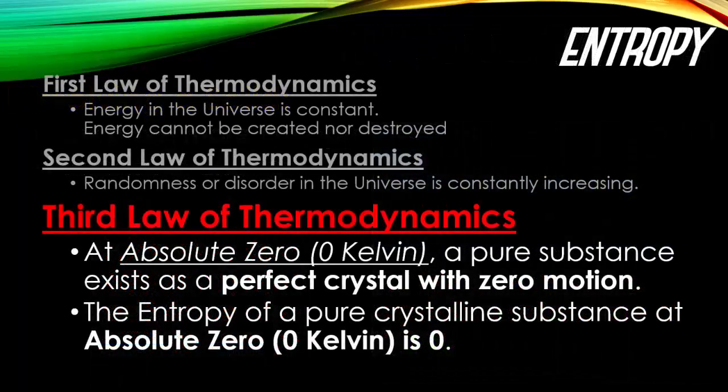The last law of thermodynamics states that at absolute zero, which is 0 Kelvin, the coldest possible temperature, any pure substance exists as a perfect crystal with zero motion. Therefore, the entropy of a pure crystalline substance at absolute zero is what we refer to as zero. Therefore, there will be no motion.